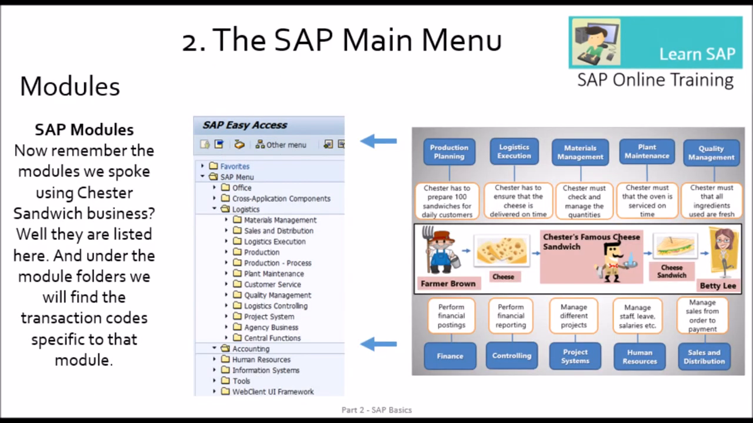The SAP main menu. Modules. SAP modules. Now remember the modules we spoke about using Chester's sandwich business? Well, they are listed here. And under the module folders, we will find the transaction code specific to that module.